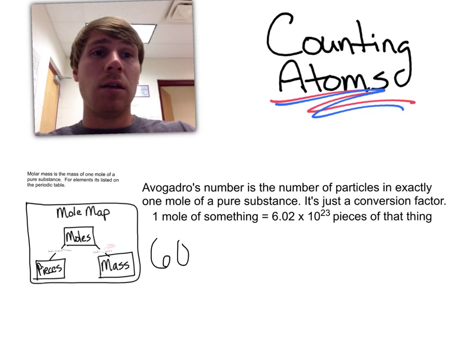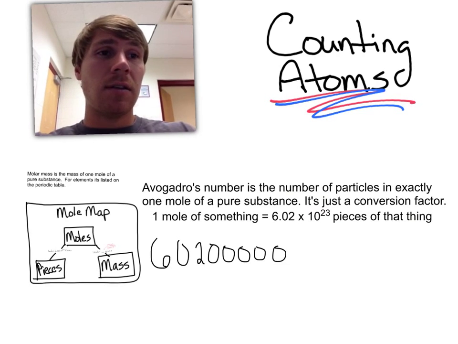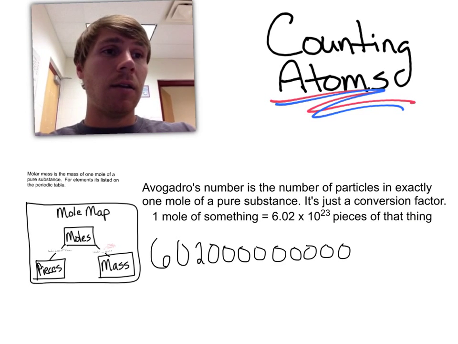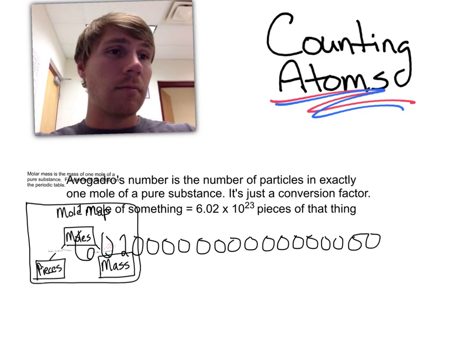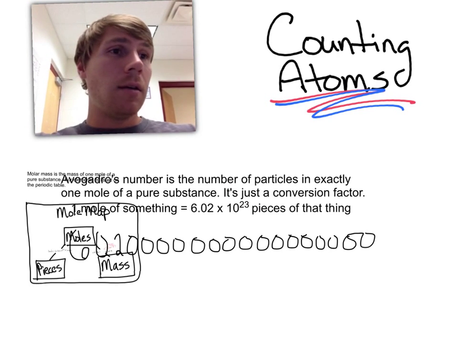So there's 1, 2, 3, 4, 5, 6, 7, 8, 9, 10, 11, 12, 13, 14, 15, 16, 17, 18, 19, 20, 21, 22, 23.